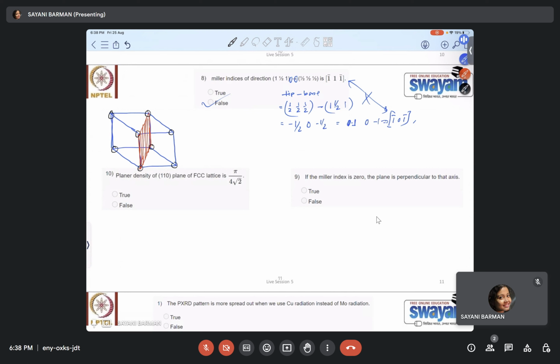And in this plane, I'm just drawing in two faces. Here, in this face also, in the back face also, and in the front face also. So I'm just giving the solid circles for the points which the 110 plane contains. Okay, so this is the plane.